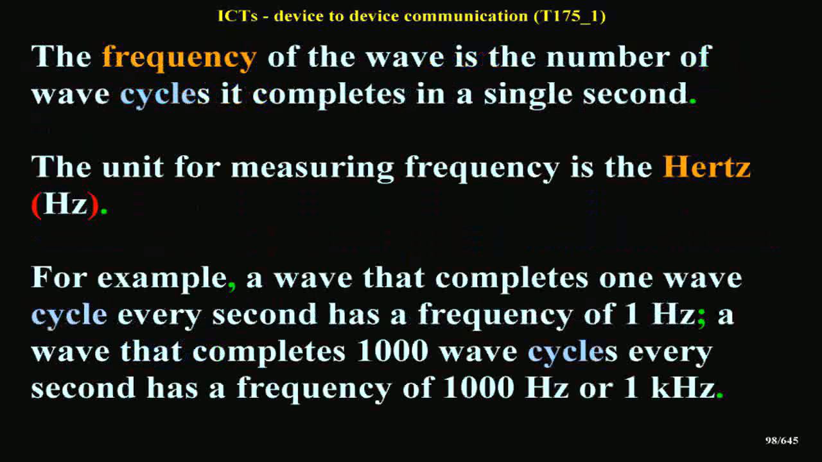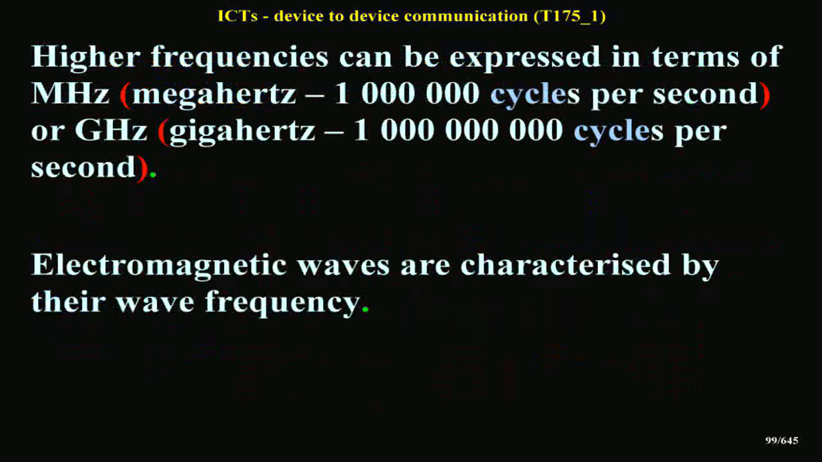The frequency of the wave is the number of wave cycles it completes in a single second. The unit for measuring frequency is the hertz. For example, a wave that completes one wave cycle every second has a frequency of 1 hertz. A wave that completes 1,000 wave cycles every second has a frequency of 1,000 Hz or 1 kHz. Higher frequencies can be expressed in terms of MHz, megahertz, 100,000 cycles per second, or GHz, gigahertz, 100,000 cycles per second. Electromagnetic waves are characterized by their wave frequency.